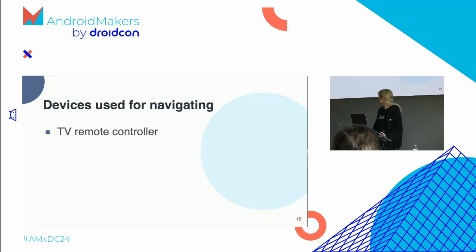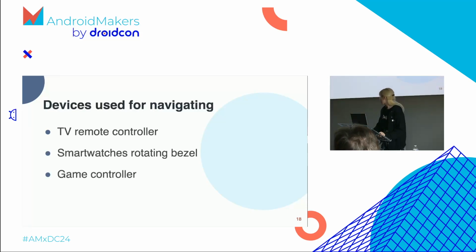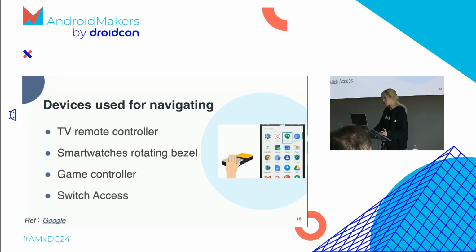And apart from keyboards, navigation focus is also used with many other types of devices. So you have the TV remote for Android TV, the rotating bezel on smartwatches, and also game controllers, since you can use them on your smartphone when you're playing games. And please note that navigation focus is technically also an accessibility focus because it's used by some assistive technologies like switch access.